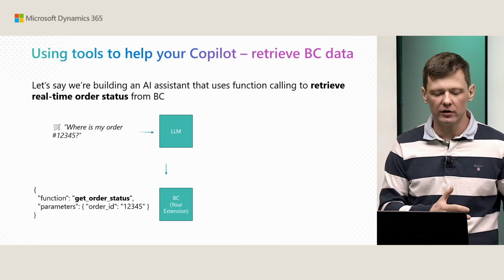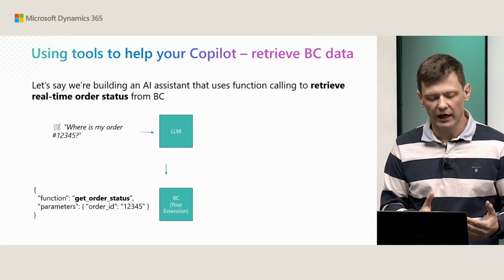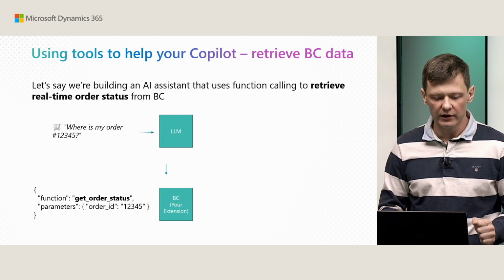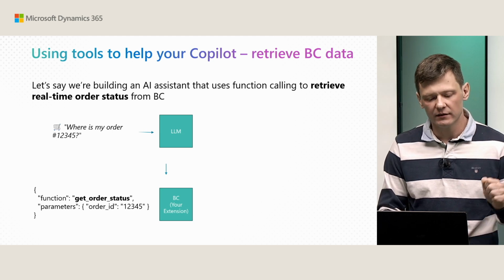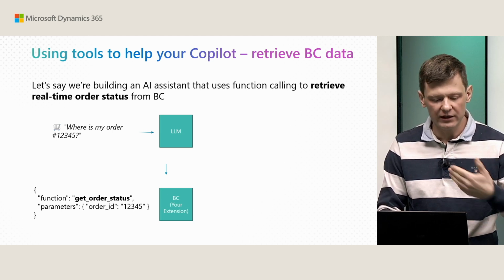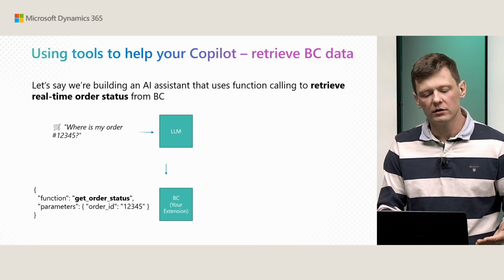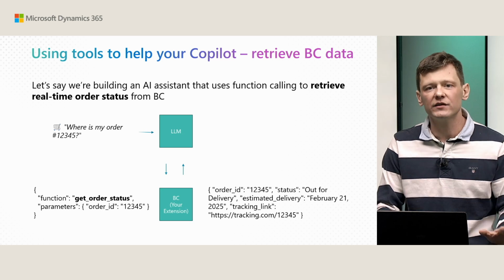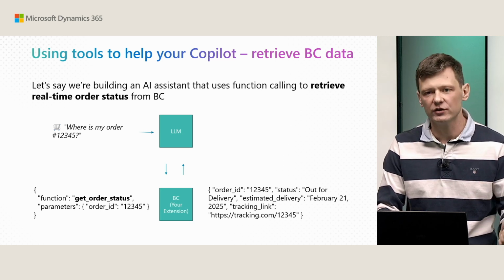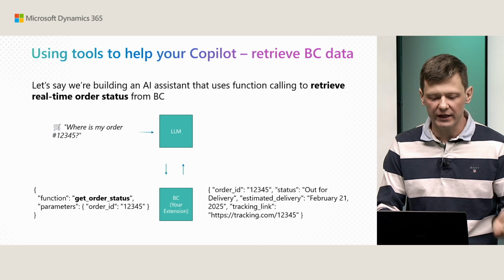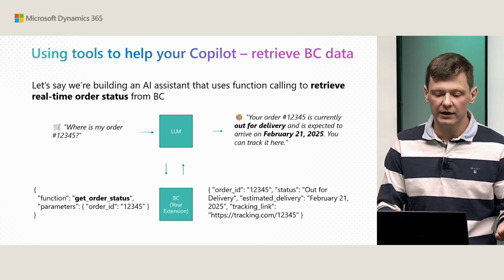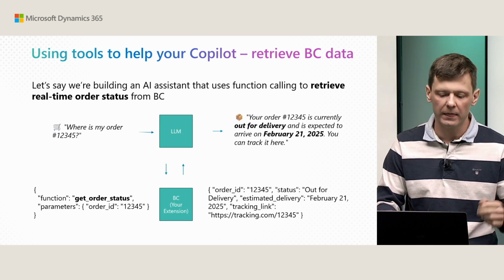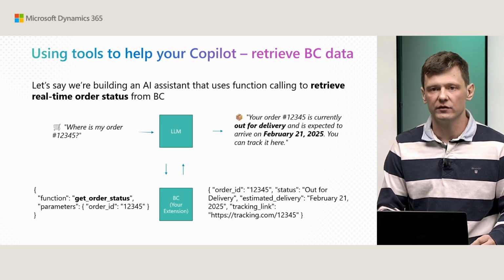You go to our AL code, you define a function or a tool, and you say, hey, I know everything about orders. So when the user asks, what is my order status, we can call your codeunit, which will be responsible for that. It will retrieve all the information from the database about status, delivery, updates, tracking, and get this data back to the LLM. Now we can respond, hey, your order is currently out for delivery, here's the new expected date, and so on.